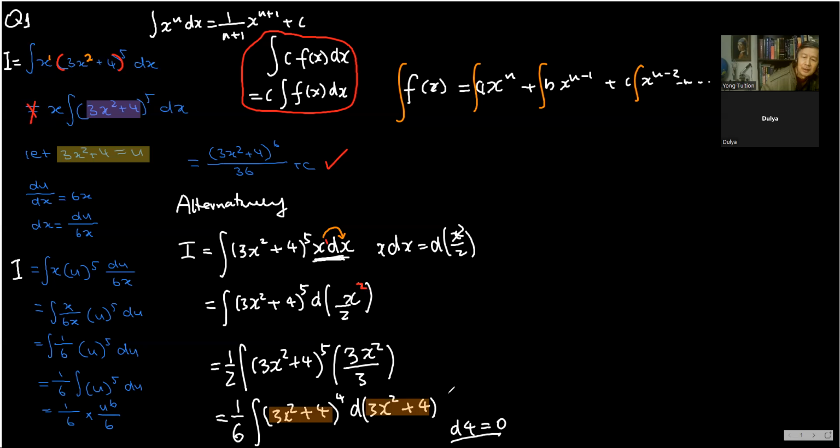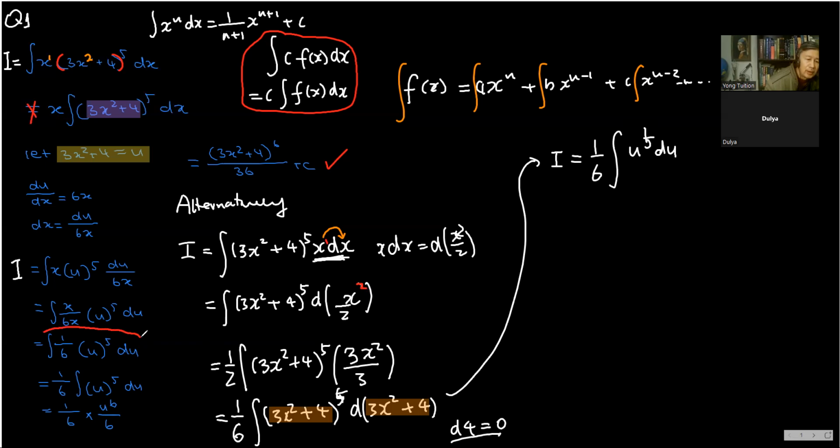So this is just this part. So in this way, the integral will become 1/6, and that is u to the power 5. Sorry, it's 5. u to the power 5 and du. So return to your formula. Can you see? You turn to your formula here. Can you see that? So that is how I do it.